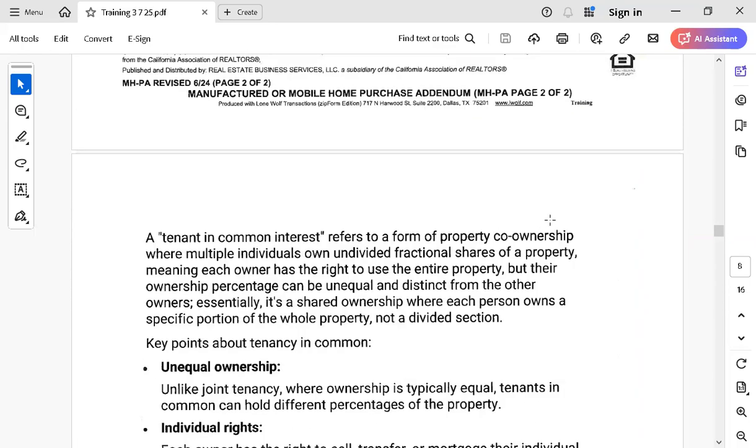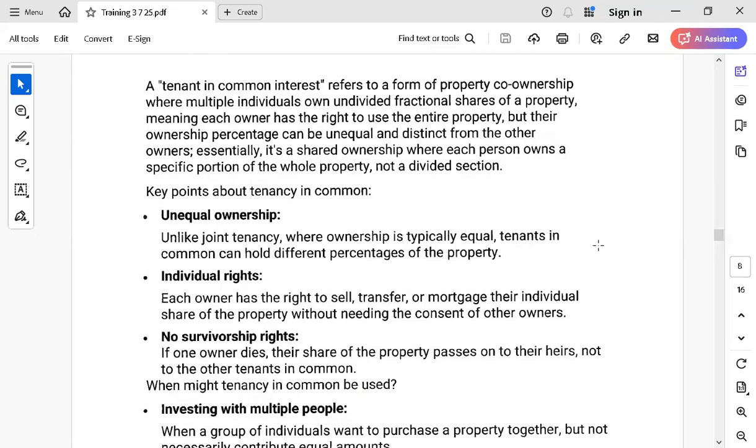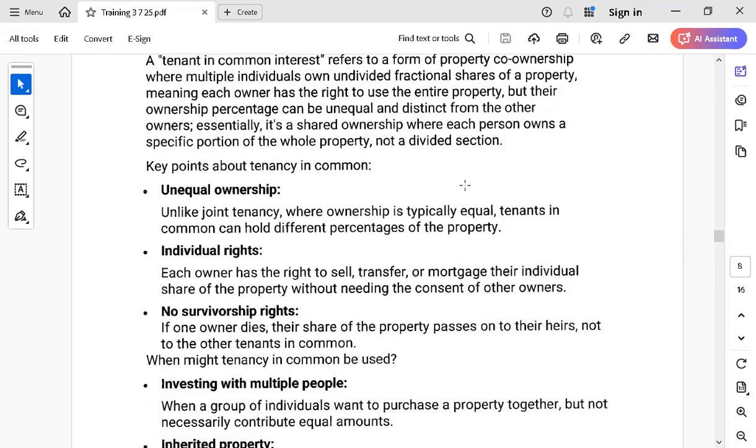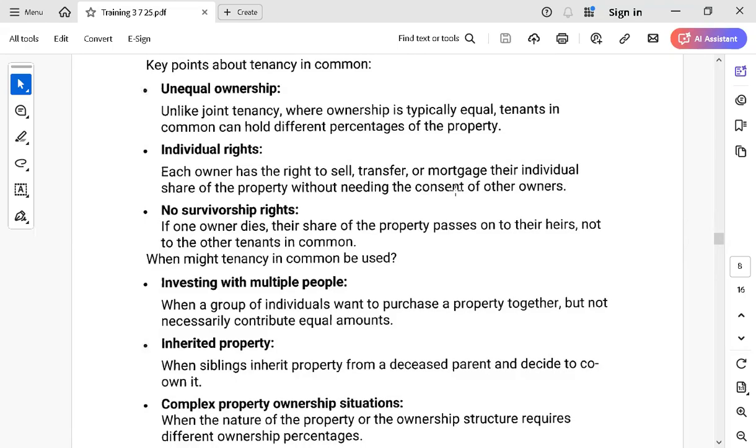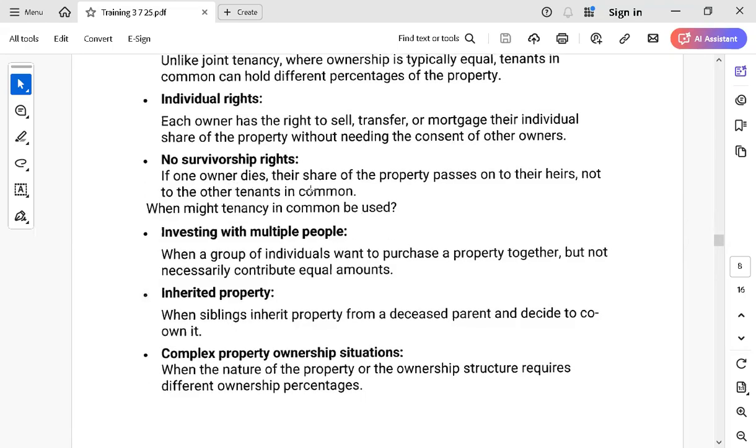So I have never worked a tenant in common interest sale. So I wanted to put what it is up front because sometimes I'm like, what is that? So the key points about tenancy in common is it can be an unequal ownership. Okay, it can be individual rights. Each owner has the right to sell, transfer, or mortgage their individual share of the property. They own fractional shares. If one owner dies, their share of the property passes on to their heirs, not to other tenants in common.